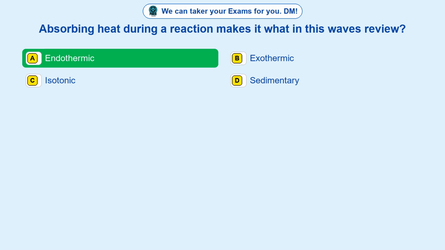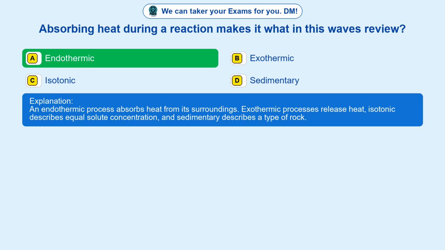The correct answer is option A. Endothermic. An endothermic process absorbs heat from its surroundings. Exothermic processes release heat, isotonic describes equal solute concentration, and sedimentary describes a type of rock.